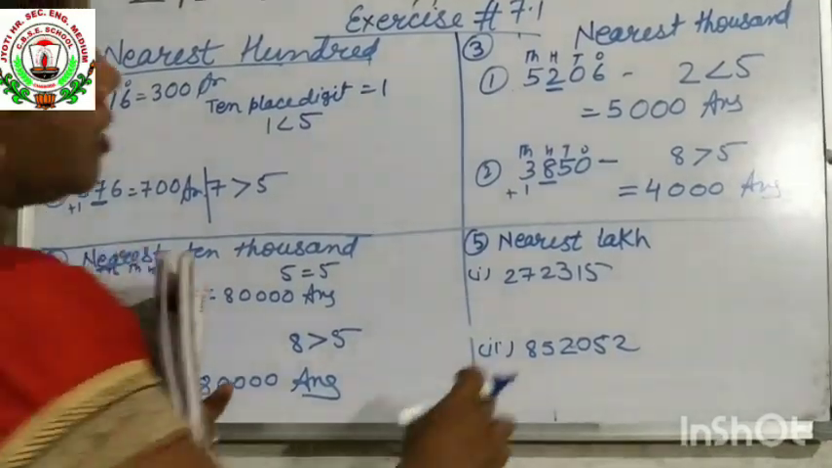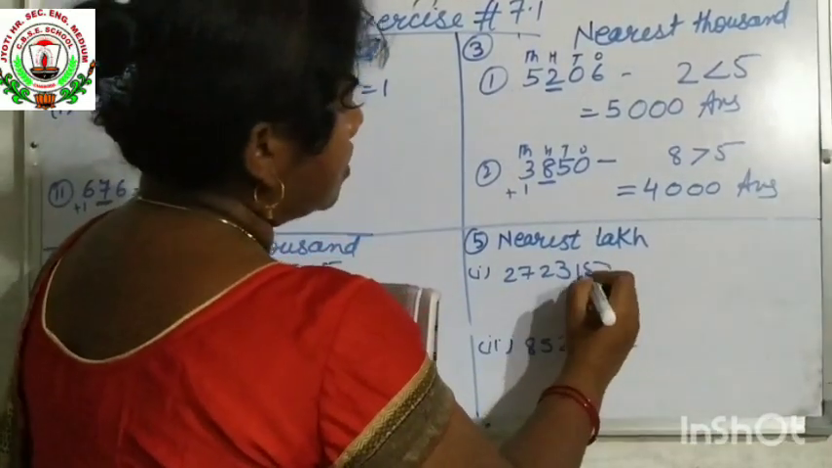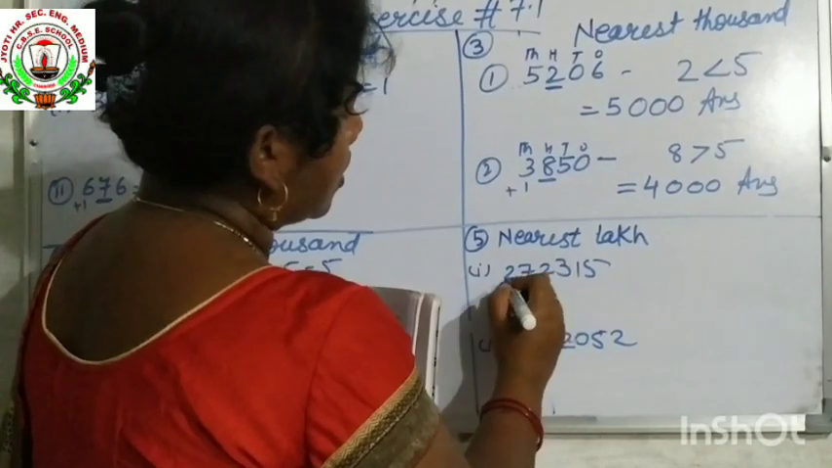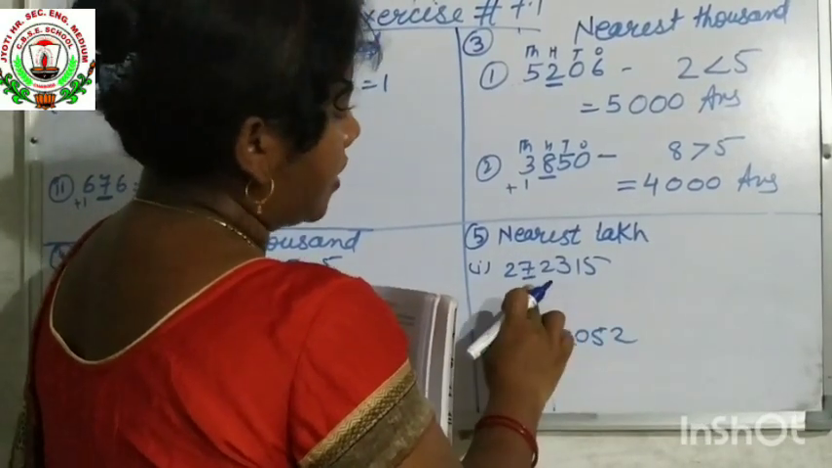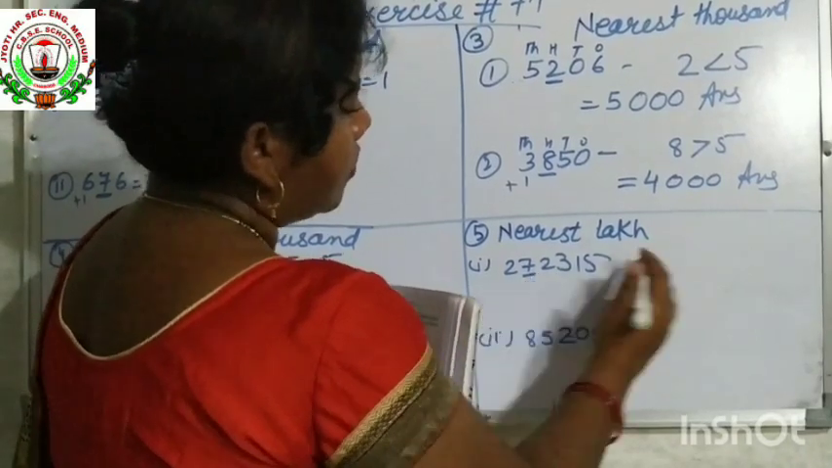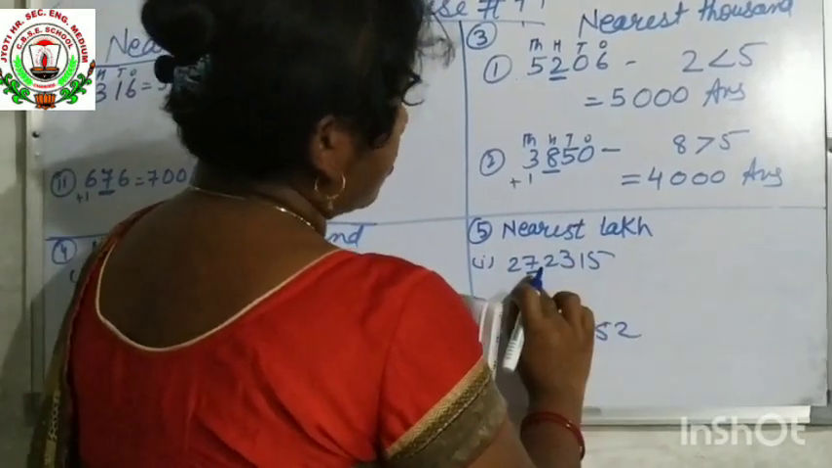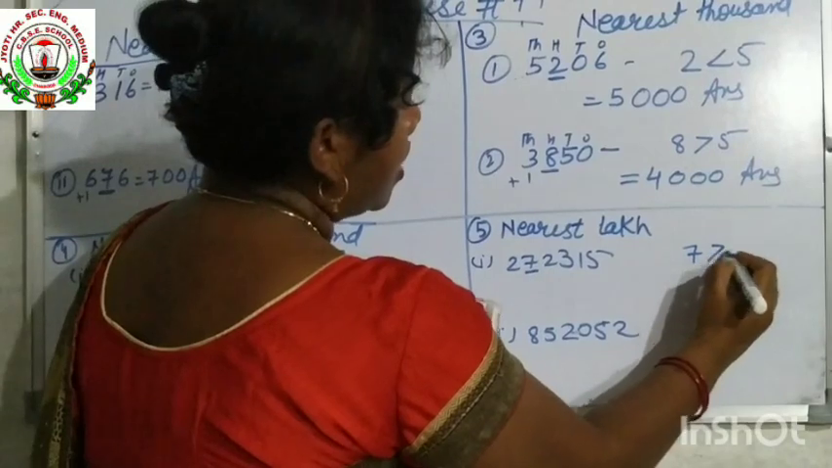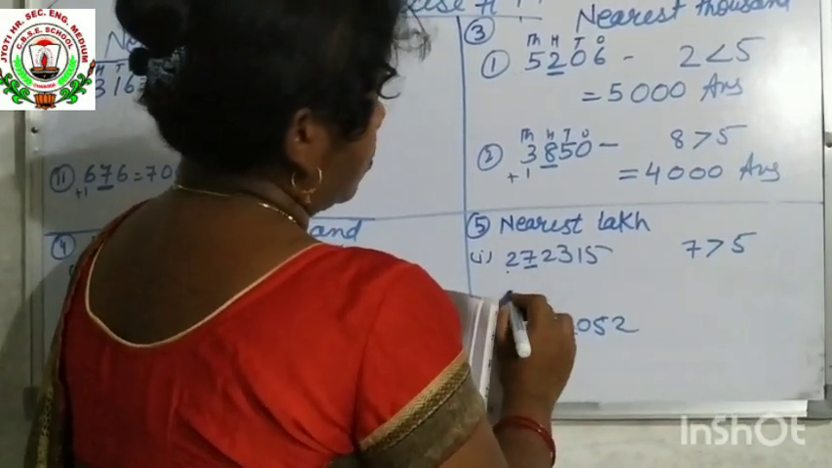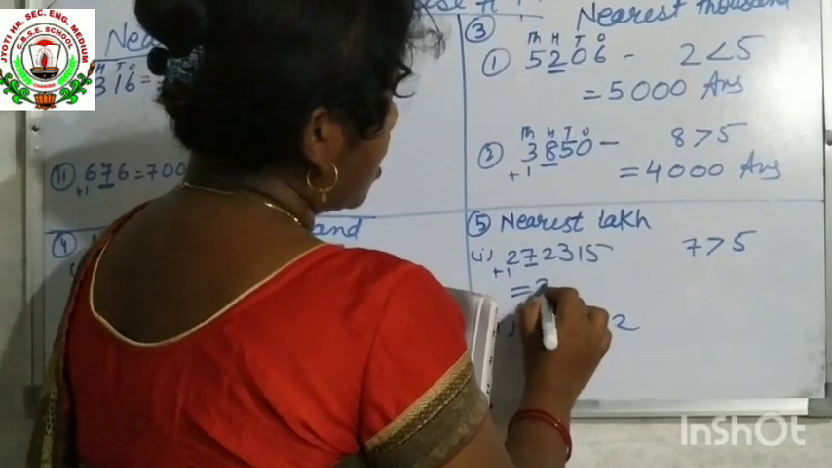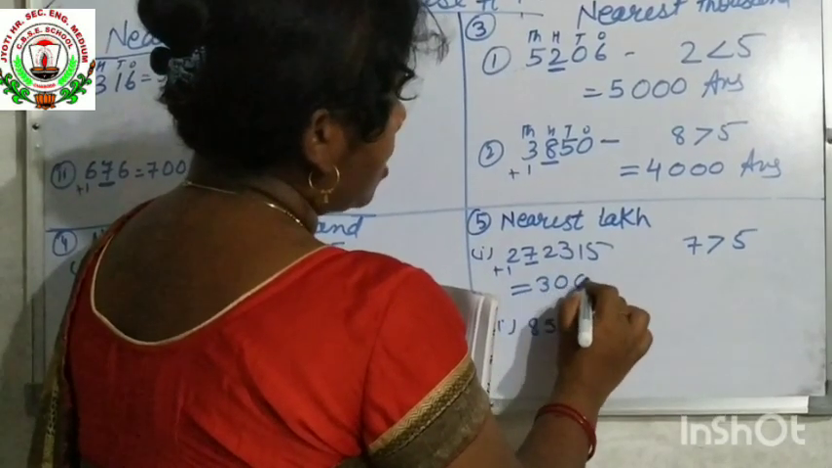Now here you will see nearest lakh. Ones, tens, hundred, thousand, 10,000, lakh. So which number will we see? We will see the next right digit. It is 7, which is the 10,000 place. So 7 is greater than 5. So if it is greater than 5, you will add 1. So 2 plus 1 is 3, and all the numbers will be 0.